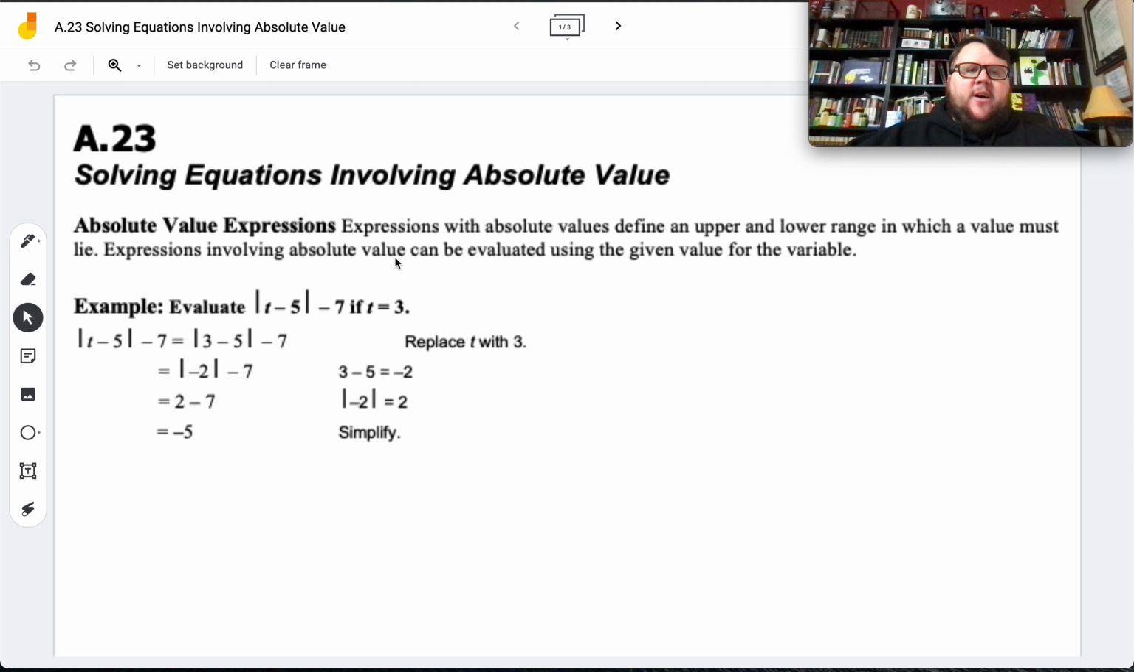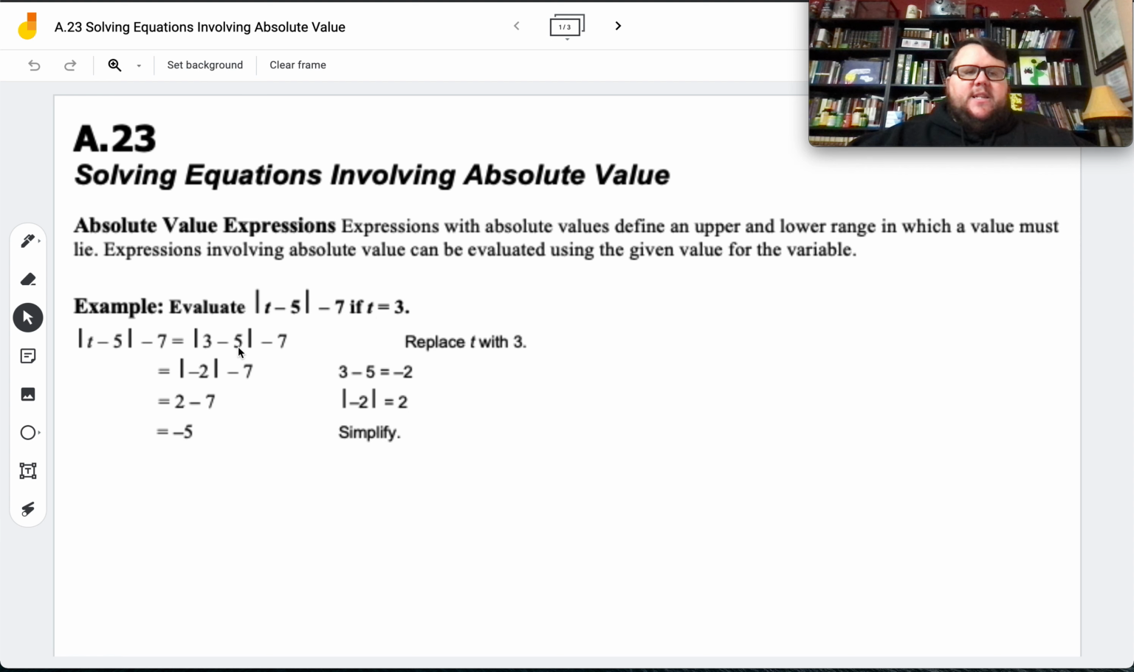An absolute value expression defines an upper and lower range in which a value must lie. Expressions involving absolute value can be evaluated using the given value for the variable. So evaluate the absolute value of t minus 5, closed absolute value, minus 7 if t equals 3. What they're saying is you're going to plug in 3 for t, and just evaluate it.